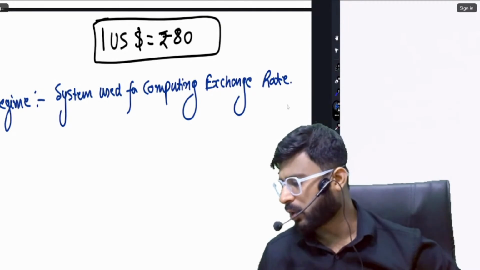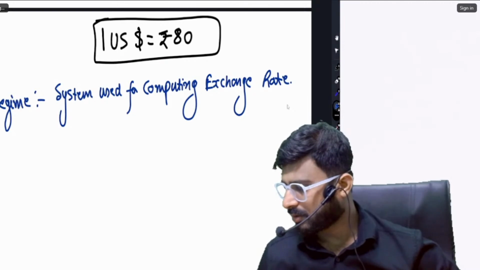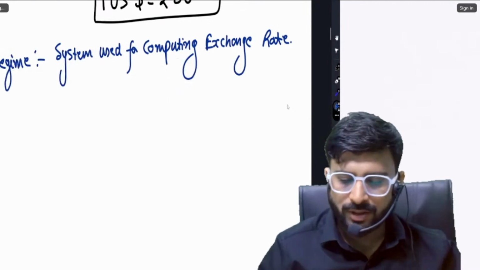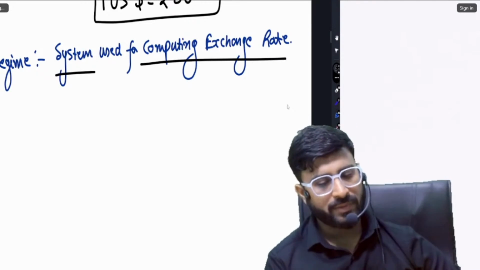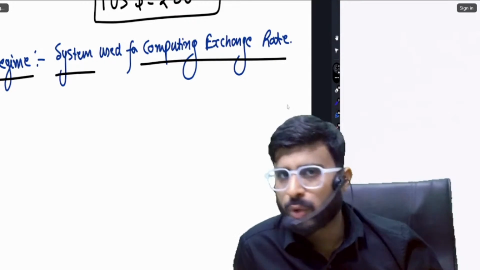Right, sir, it's crystal clear to us. Let's talk about this now. So what is a regime? Regime means the system, friends, used for computing the exchange rate. Is that clear?